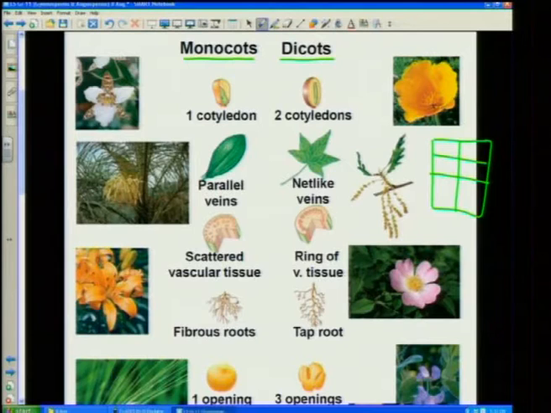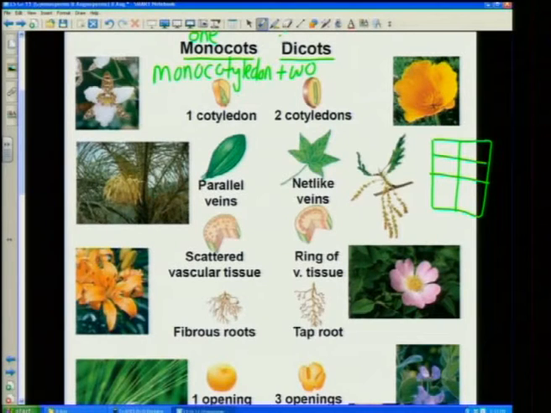Right. Let's start with the cotyledon. Now, the word mono means one. One cotyledon, and di means two. So two. The word monocotyledon is a short way for monocotyledon.